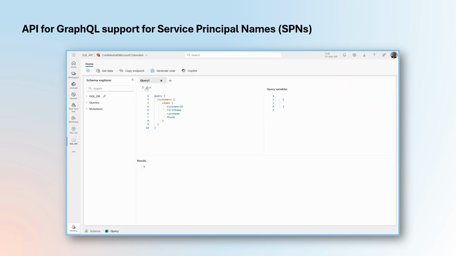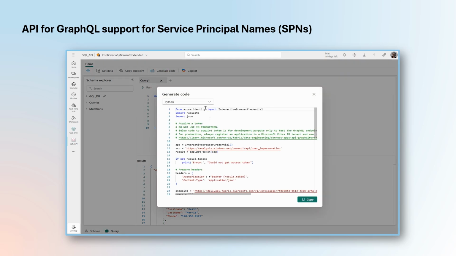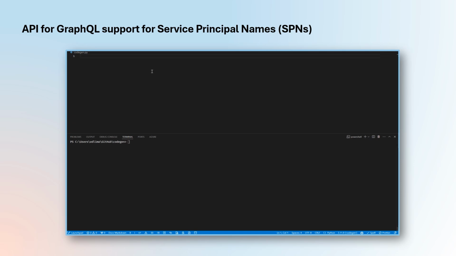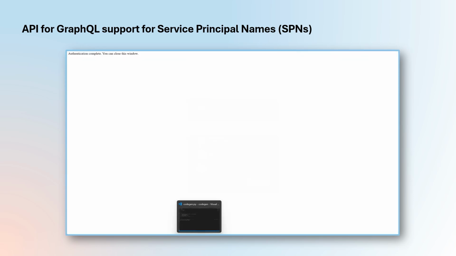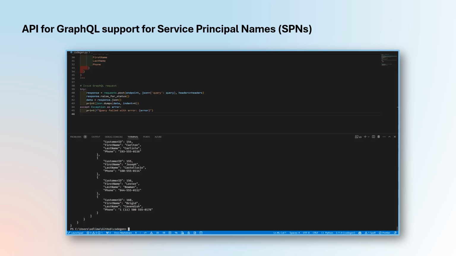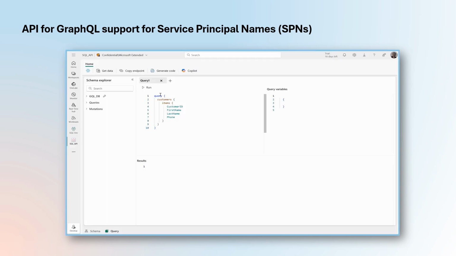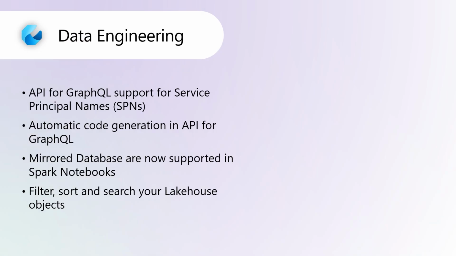businesses can now implement robust application to GraphQL authentication without relying on user credentials. This facilitates automated processes and streamlines the management of complex applications and microservices architectures. It's a perfect fit for the zero trust security model, enabling the fine-grained access controls and auditing capabilities that are essential in today's regulatory landscape.